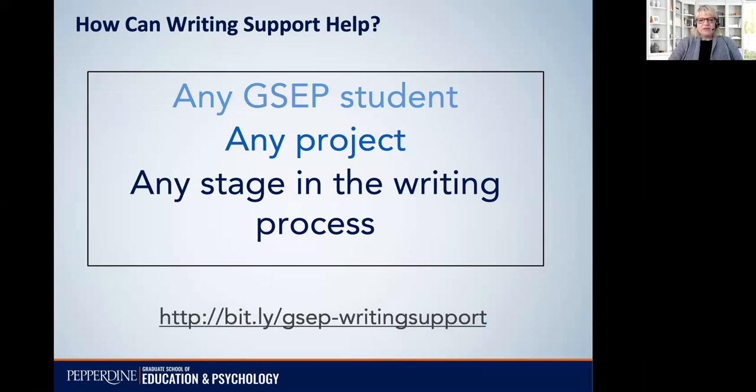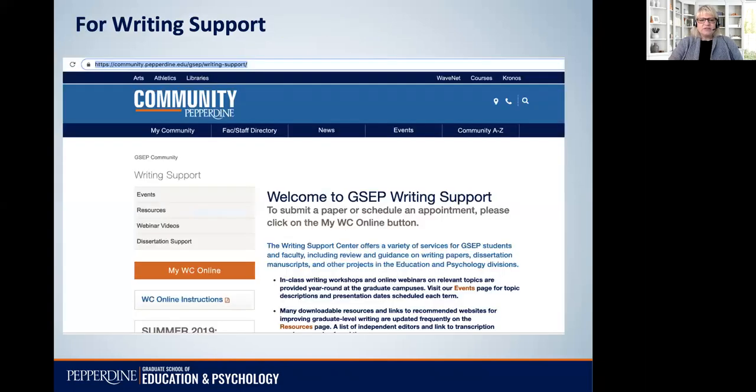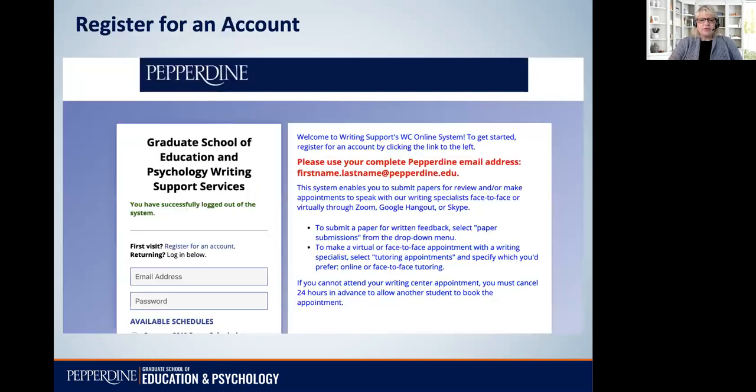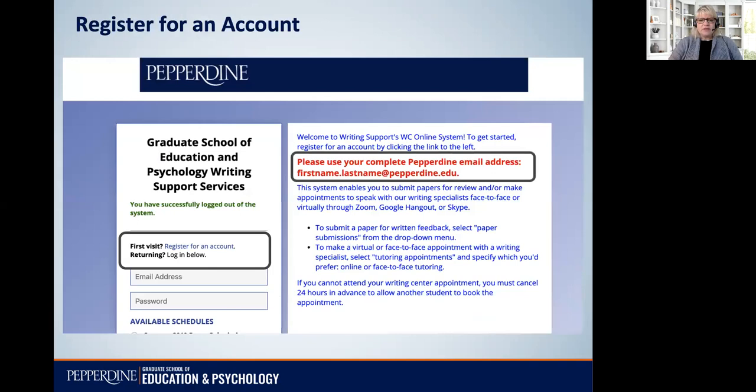This is the link that will take you to our website, which looks like this. This is the community page. From here, you're going to click on My WC Online to sign up for writing support. And what this means is you can directly access our schedule. So you don't have to contact us directly. You can just make an appointment and then we'll get in touch with you regarding the specifics of our appointment. You'll need to use your Pepperdine email address to sign up.